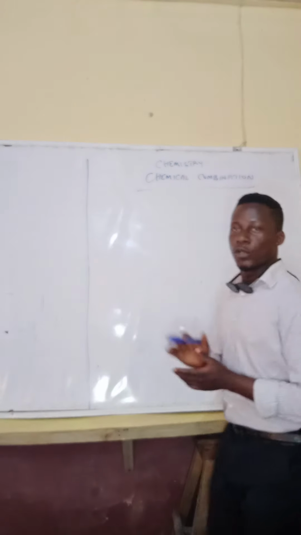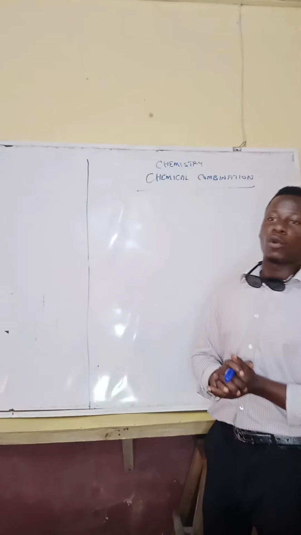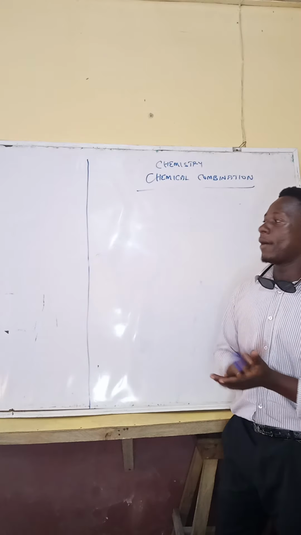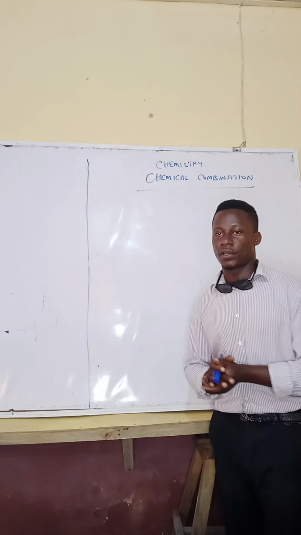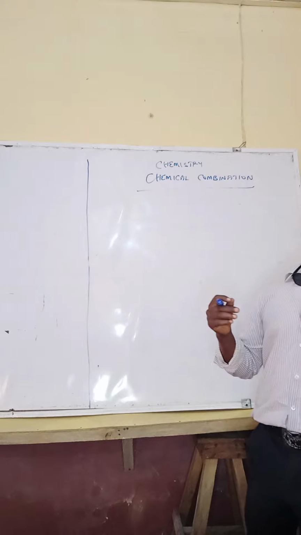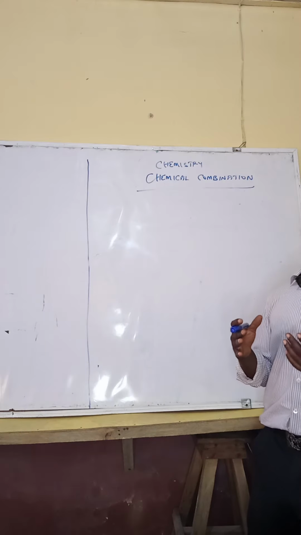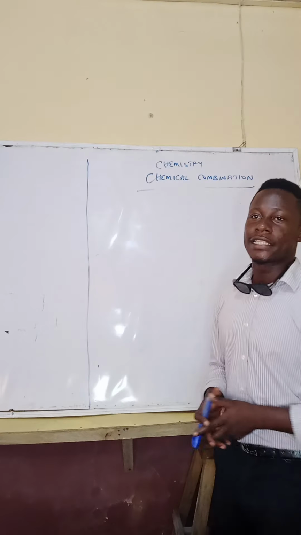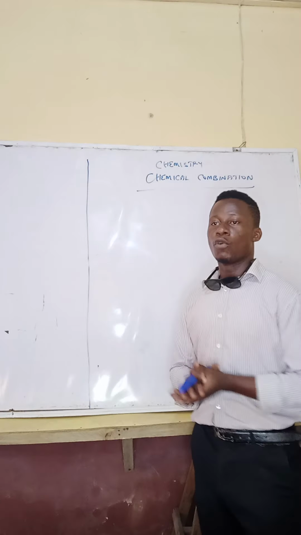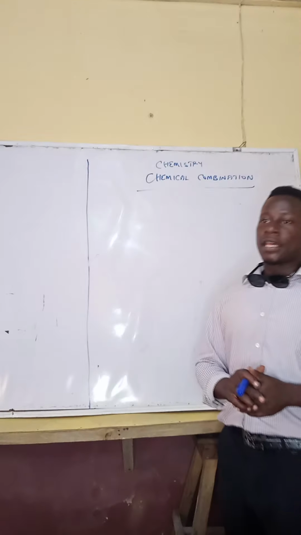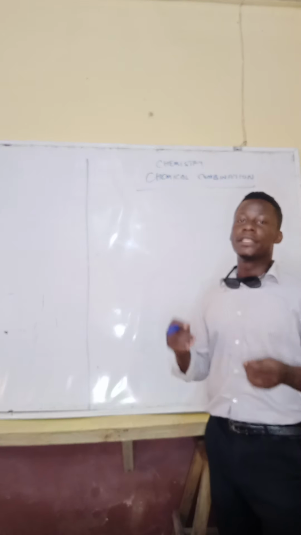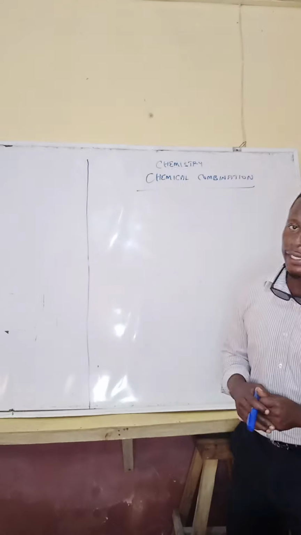In the previous class, we looked at covalent bond. Covalent bond involves sharing of electrons. Now, we said covalent bond has two types: ordinary or pure covalent bond, and dative or coordinate covalent bonding. And we said for ordinary covalent bond, it involves two atoms donating electrons for sharing.